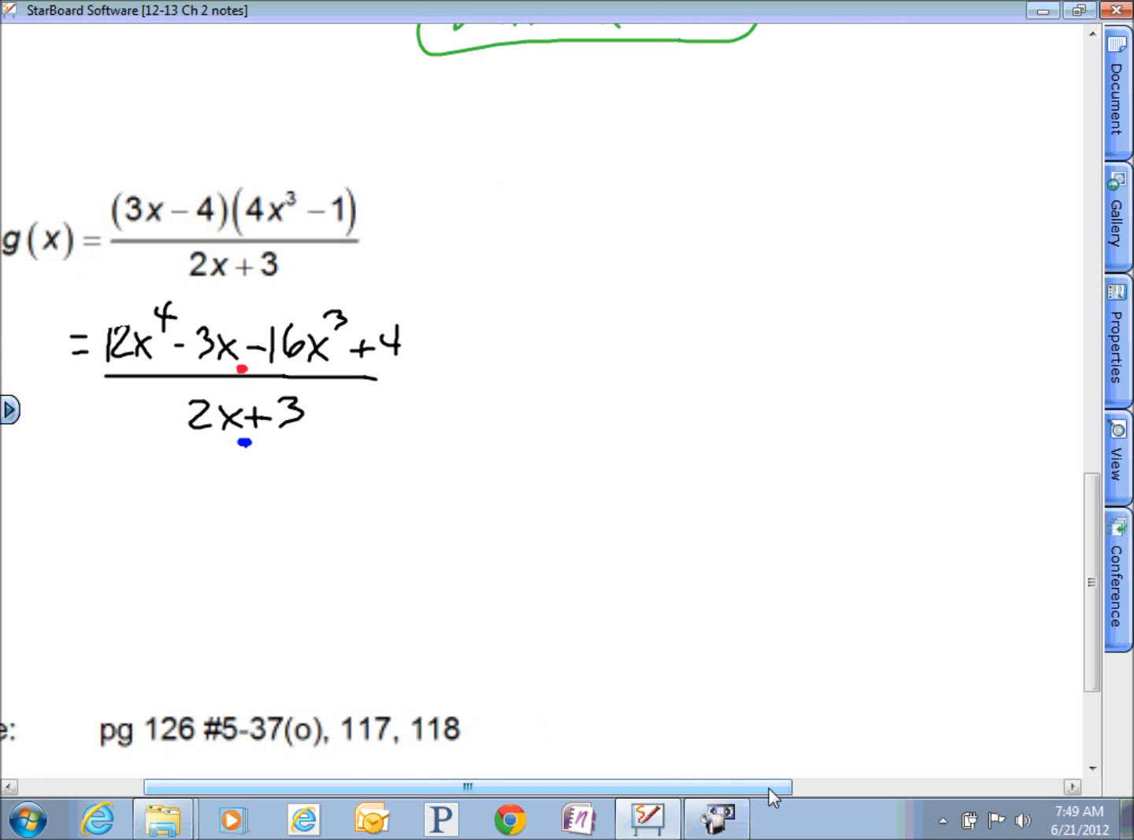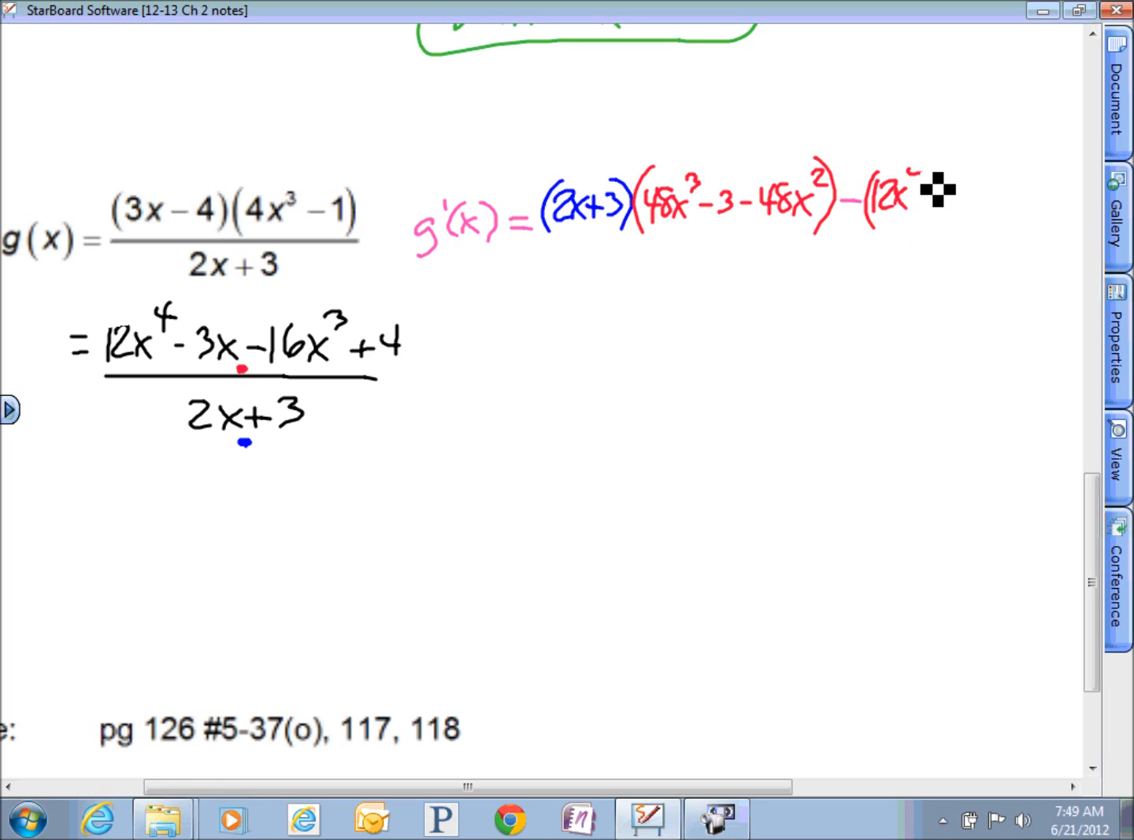Move this over as far as I can. So derivative g prime of x: low, 2x plus 3, d high, derivative of the red function, 48x cubed minus 3 minus 48x squared, and then plus a 0, less high, so all the red function, 12x to the fourth minus 3x minus 16x cubed plus 4.